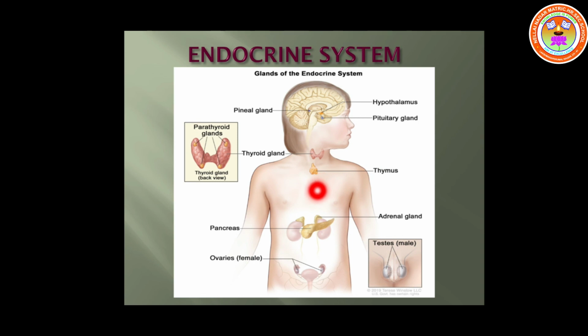Pancreas, which is otherwise called the islets of Langerhans, is present in the abdomen. Adrenal gland is just placed above the kidney. Gonads are present in the pelvic region.